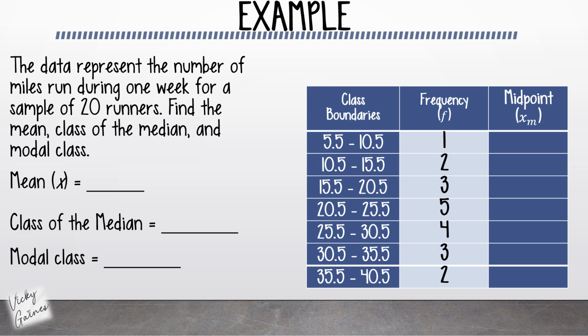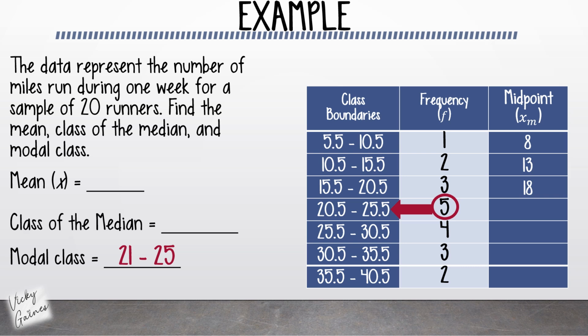Here's another one. The data represent the number of miles run during 1 week for a sample of 20 runners. So our frequency should total 20. Find the mean, class of the median, modal class. We're going to be using our graphing calculator for this. Modal class is the easiest to find because that is the highest frequency. So there we have it. Those are class boundaries, up 0.5 from the bottom, down 0.5 from the top. 21 to 25 would be the class. That is the modal class for this data set.